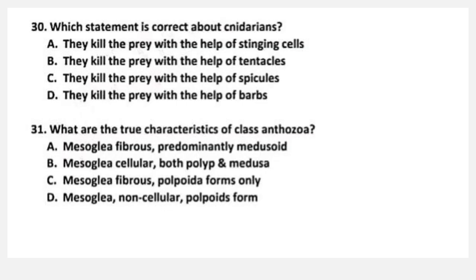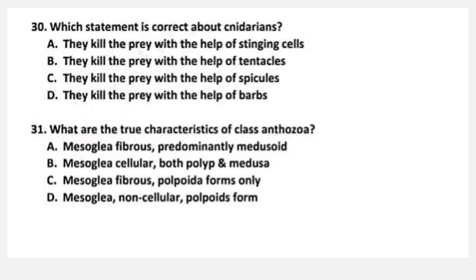Question number 30 is which statement is correct about Nidarians? Option A is they kill the prey with the help of stinging cells. Option B, they kill the prey with the help of tentacles. Option C, they kill the prey with the help of spicules. And option D, they kill the prey with the help of barbs.